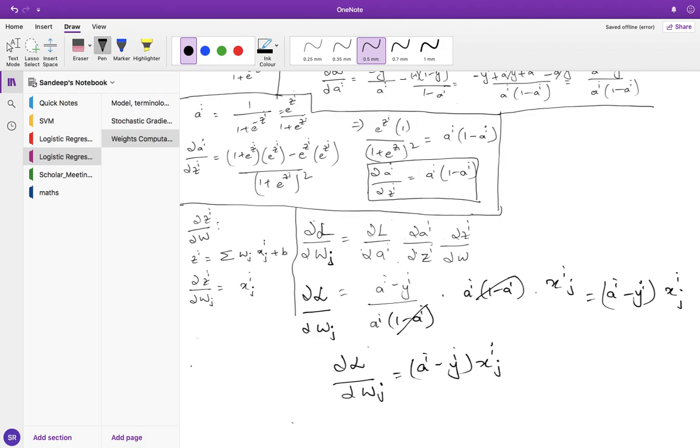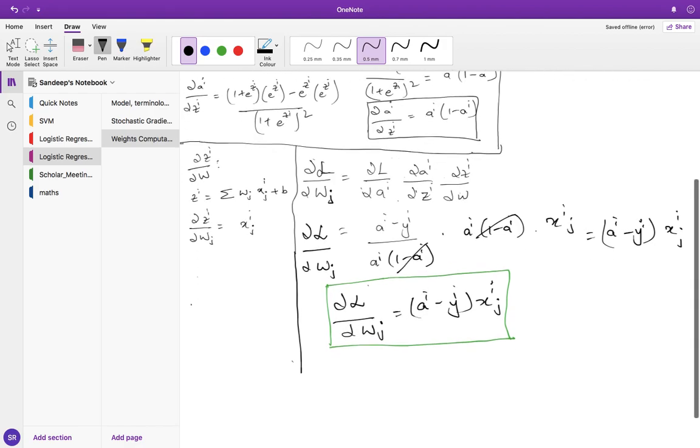So this is an important equation which we will be using in SGD. Okay, so we use this particular term in SGD. So let us see how we will use it. Before that, we also need to compute the differential with respect to b. So let us write that.